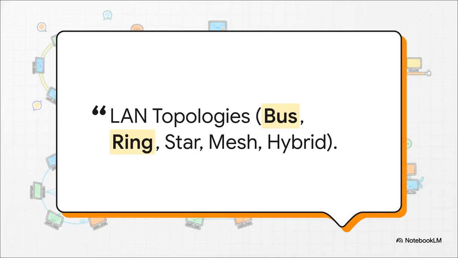As we wrap up this explainer, I really want you to keep this golden rule in mind. There is absolutely no single perfect network layout in computer science. There's just the right tool and the right topology for the specific scale and constraints of your problem. It's all about balancing latency, bandwidth, and your budget.